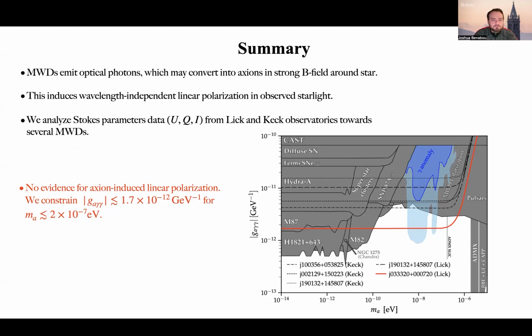Our results disfavor the proposed axion explanation for the so-called gamma ray transparency anomaly, and also strongly exclude the axion interpretation of the non-attenuation of high-energy gamma rays from the gamma ray burst 221009A.